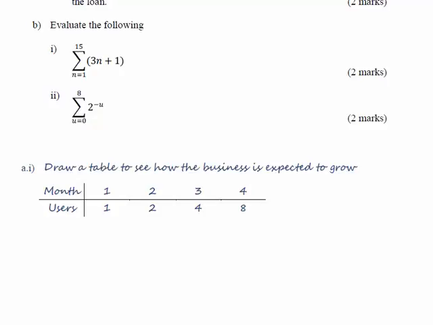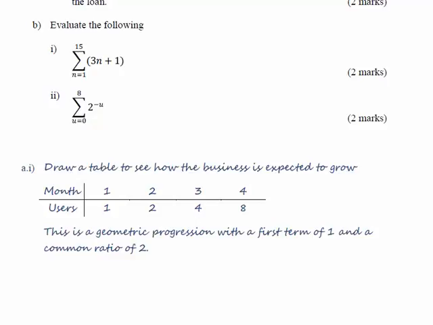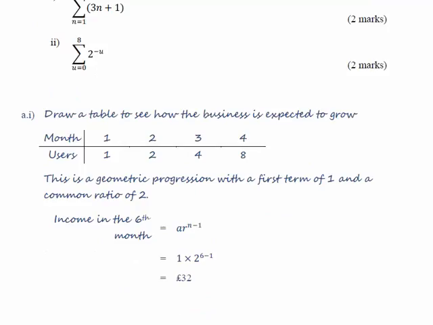So this is obviously a geometric progression. The first term is 1 and the common ratio is 2. So the 6th term is a times r to the n minus 1, where a is the first term, n is the number of months and r is the common ratio. So that's equal to 1 times 2 to the 6 minus 1, which is 2 to the 5. 2 to the 5 is 32. In the 6th month, the entrepreneurs will receive £32.